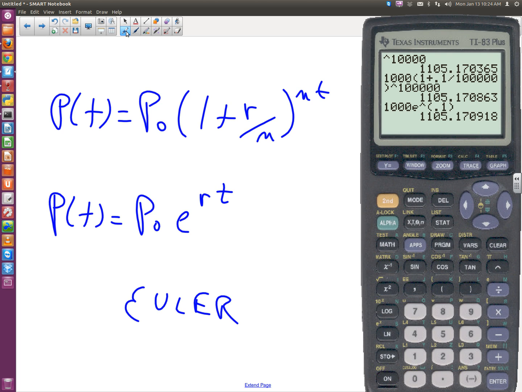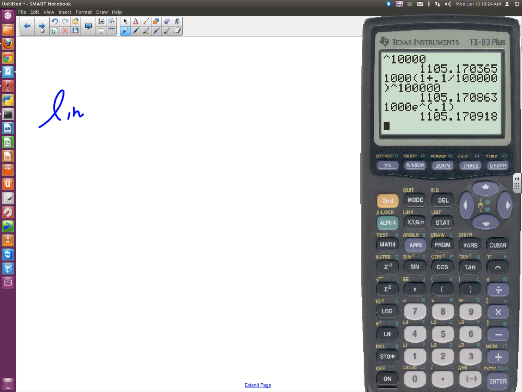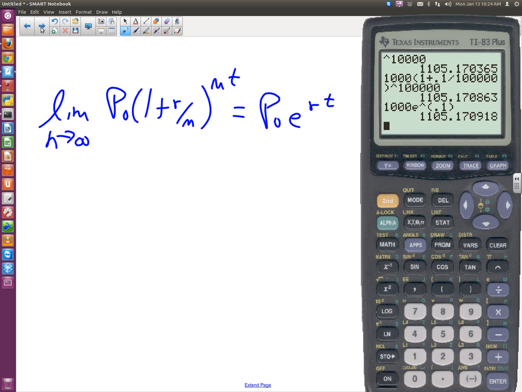So, what we're saying is that the limit, as n goes to infinity, of P0 times (1 plus r over n) to the nt is P0 e to the rt. So let me ask you this. How do you calculate e? Based on that statement, how do you calculate e? Well, right. The P0s are the same, and the t's are the same. So what if I write it this way? As n goes to infinity, get rid of the P0 and the t's. Just say this: (1 plus r over n) to the n equals e to the r.